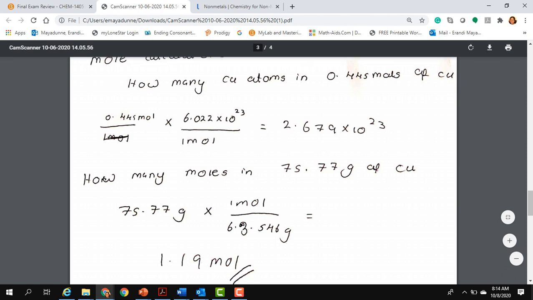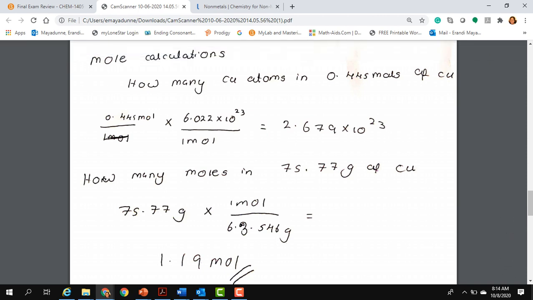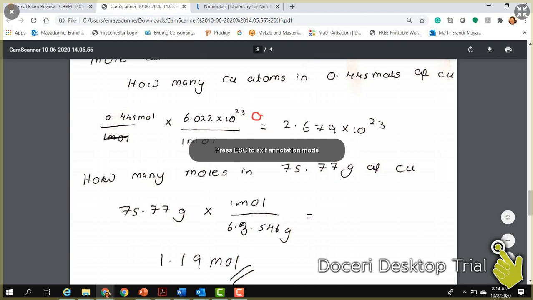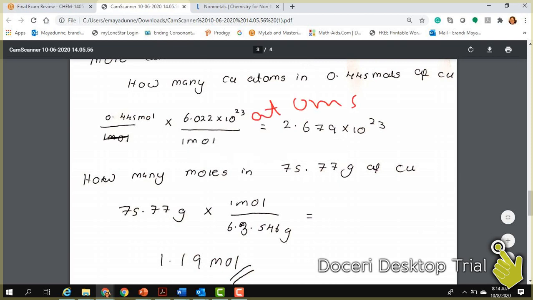So always, 1 mole contains Avogadro's number of atoms. That's what I have written here. One mole contains this many atoms, so basically you multiply the number of moles by Avogadro's number. The second type of question I can ask is how many moles are in this much mass in grams.